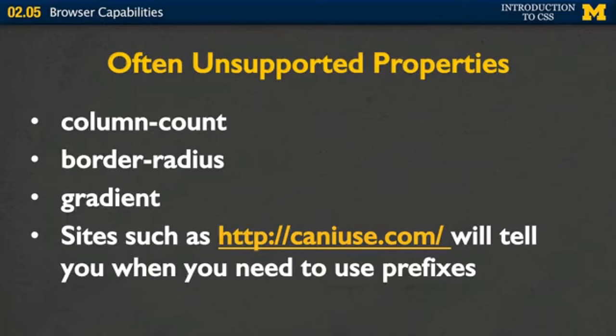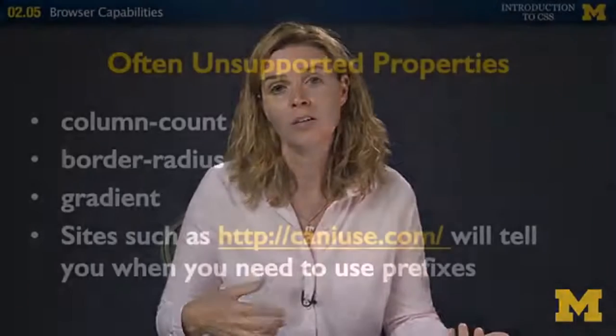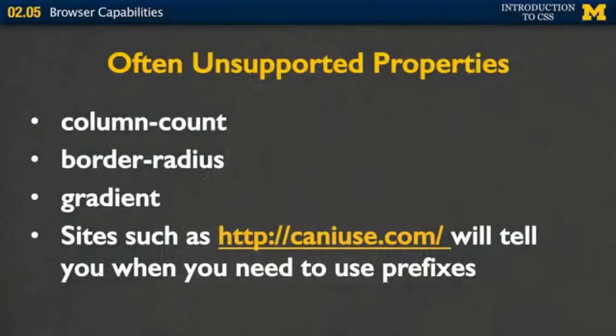A third option would be gradient. And gradient is a very cool kind of background color that lets color go from one shade of blue to maybe gray or red or anything like that. And it gives it a different appearance. Now, there's no way for you to really know which properties are supported and which ones aren't. So I have this link here to a site called caniuse.com.